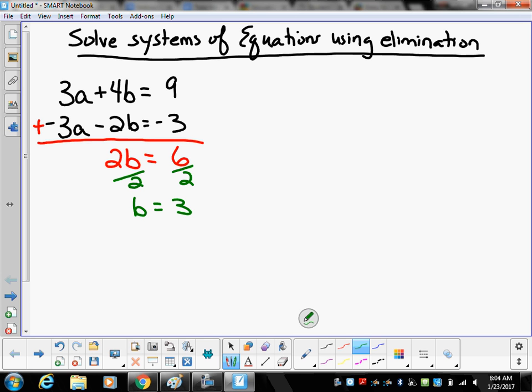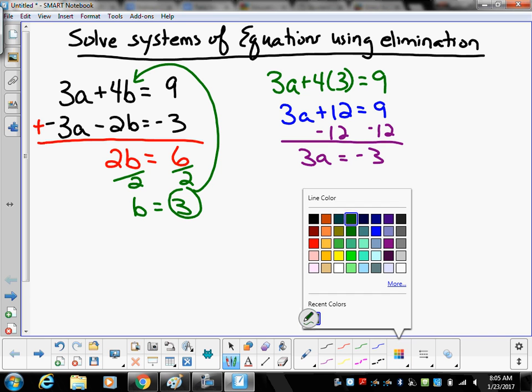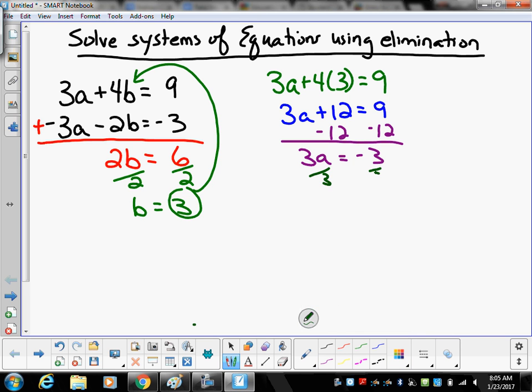Thank you. All right, so now we need to go back and plug the 3 into one of these two equations. And since the top one doesn't have any negatives, that's what I'm going to use. So I'm going to plug it back into this right here. So I'm going to have 3a plus 4 times 3 equals 9. And I'm going to solve that equation for a. So 3a plus 12 equals 9. Then to get a by itself, I need to subtract that 12. So 3a equals negative 3. And last step, divide by 3. So a equals negative 1.